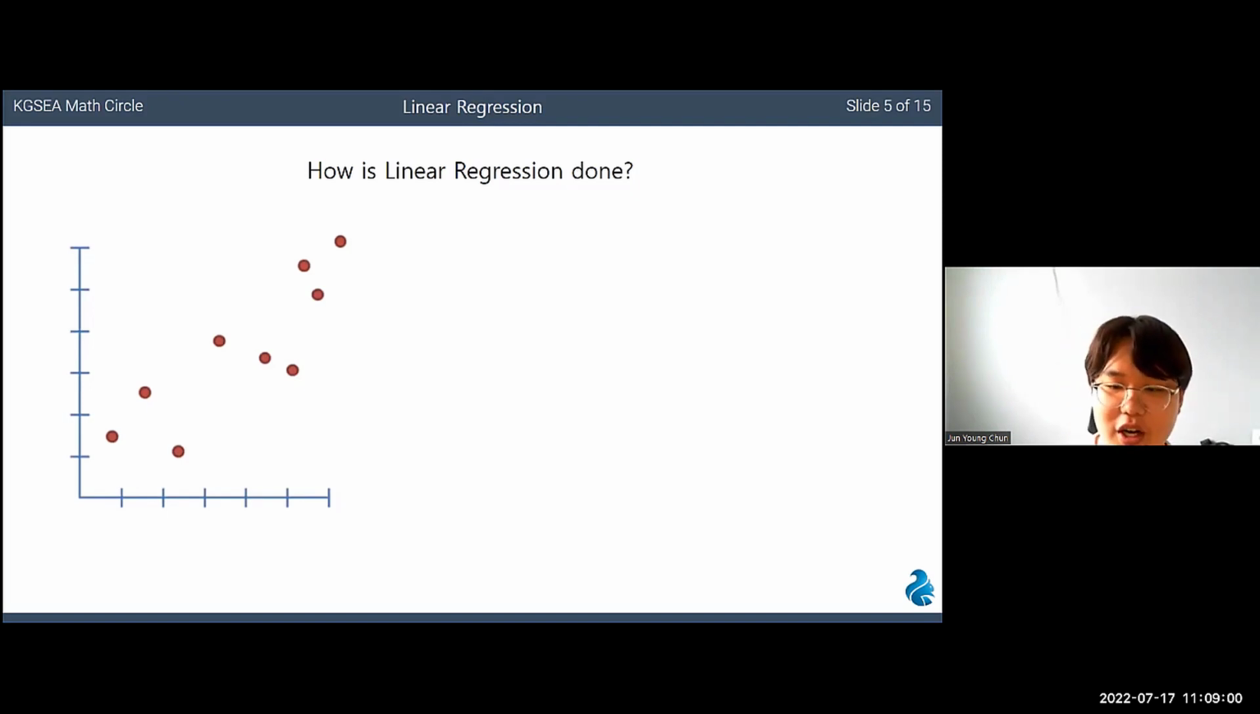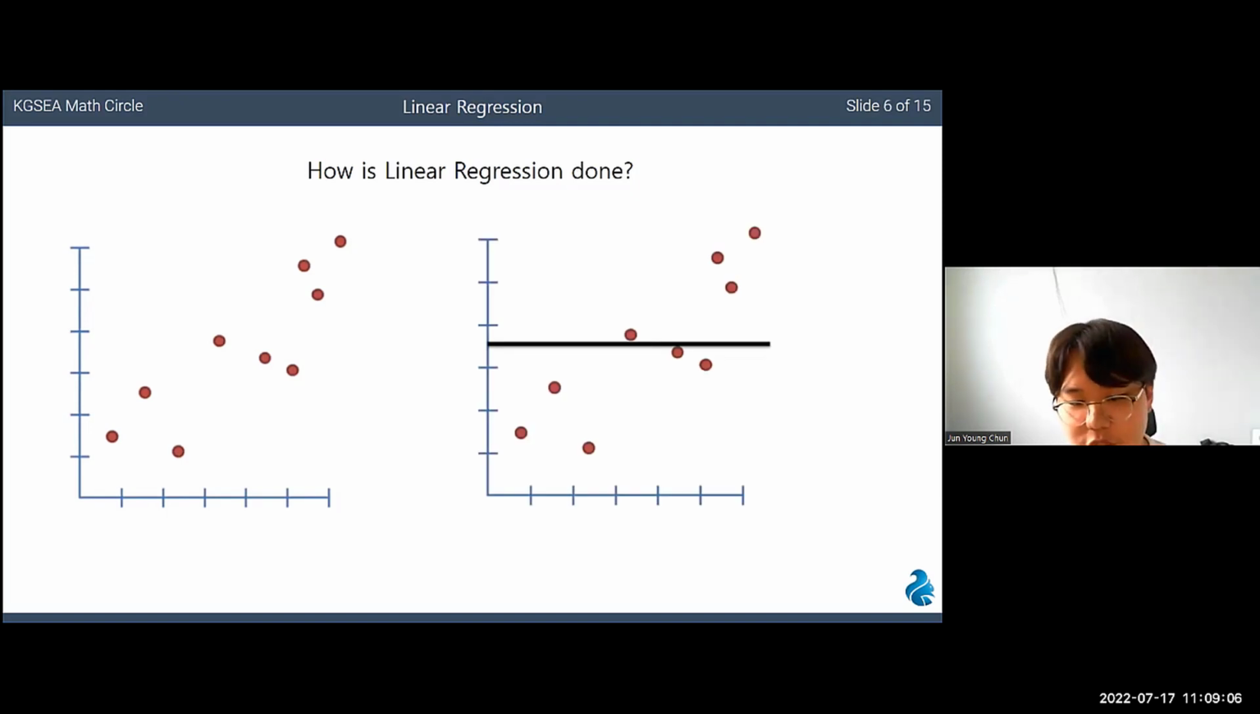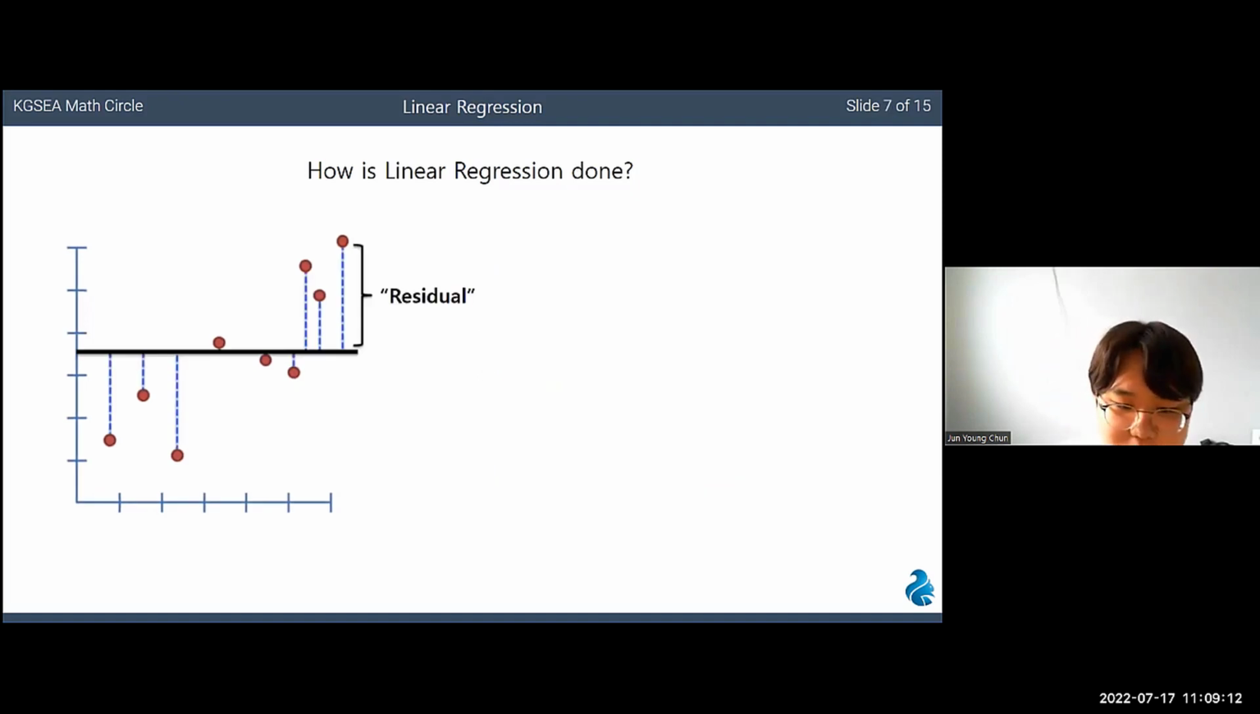Now we will have to draw a line that can express this group of points effectively. So first, we will draw a line through the data that seems to pass the middle. Next, with this line, we will find the distance from each point to the line drawn. Now this distance is called a residual.